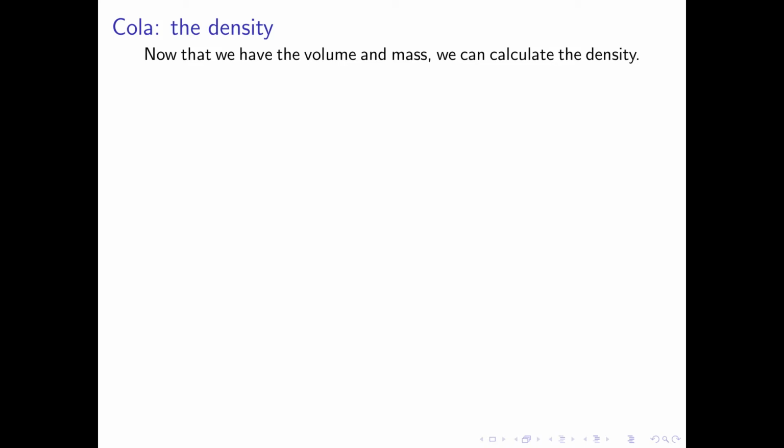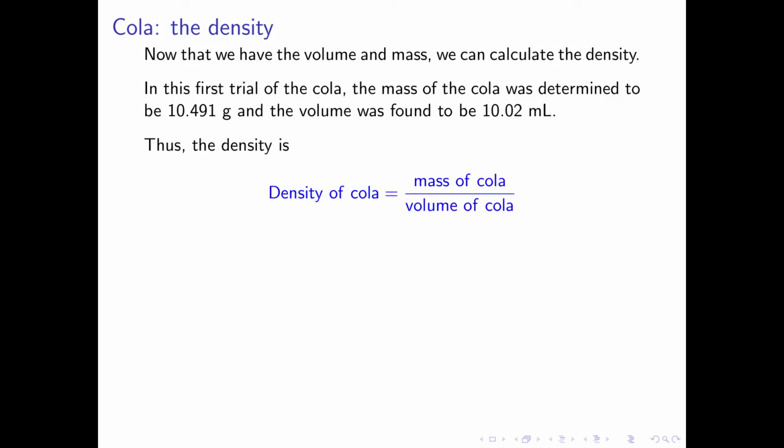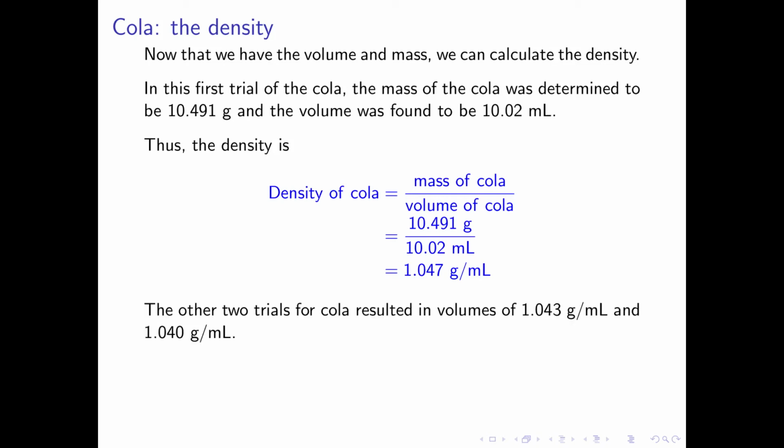Now that we have the volume and the mass, we can calculate the density. In the first trial of the cola, the mass of the cola was determined to be 10.491 grams, and the volume was found to be 10.02 milliliters. Therefore, the density is calculated as the mass of cola divided by the volume of cola, or in this case, 10.491 grams divided by 10.02 milliliters, giving a density of 1.047 grams per milliliter. For my data, the other two trials for cola resulted in densities of 1.043 grams per milliliter and 1.040 grams per milliliter.